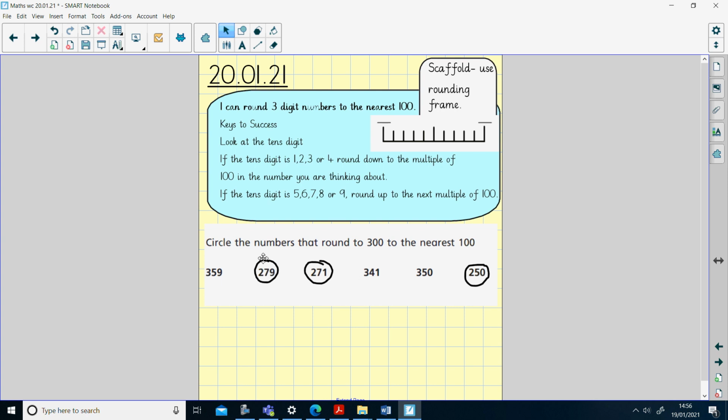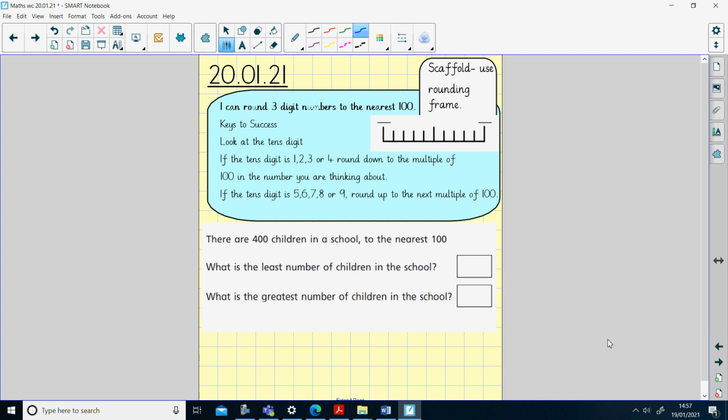So here are the numbers that round to 300. So 279, 271, 250, and I've missed one. So which one could it be? Well, it can't be 359 because that would round up to the next 100. 350, 5 tens, so it would round up. 341 would also round to 300. Remember to look for the numbers that are bigger as well, not just the smaller numbers and think about rounding up. Look for ones that might round down.